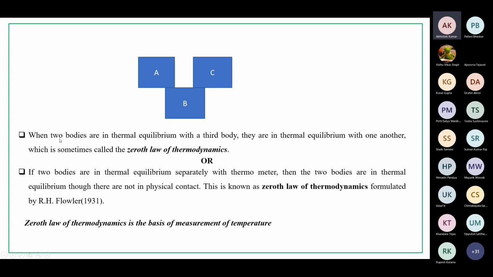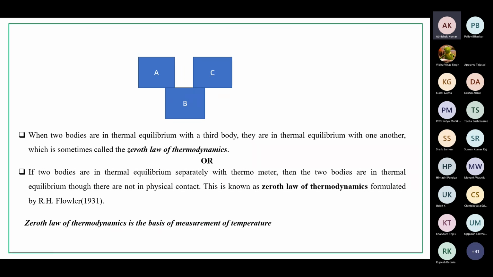If you see here, when two bodies are in thermal equilibrium with a third body, they are in thermal equilibrium with one another, which is sometimes called the zeroth law of thermodynamics. This is the zeroth law of thermodynamics. In another way it is also explained over here, developed by the great scientist Aristotle in 1931. This is the zeroth law of thermodynamics.